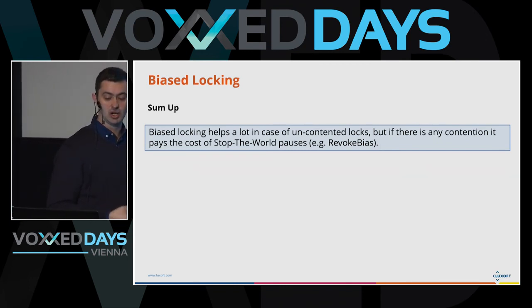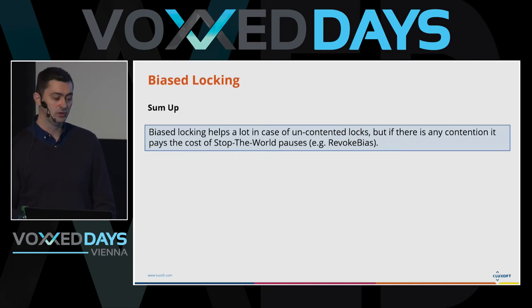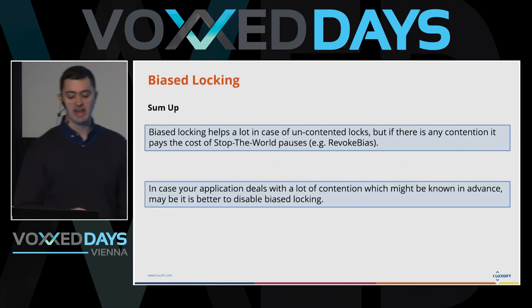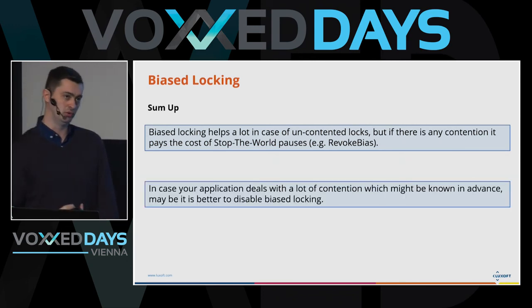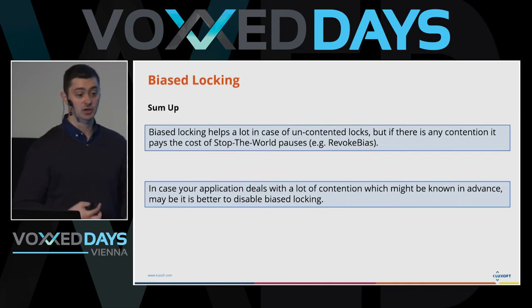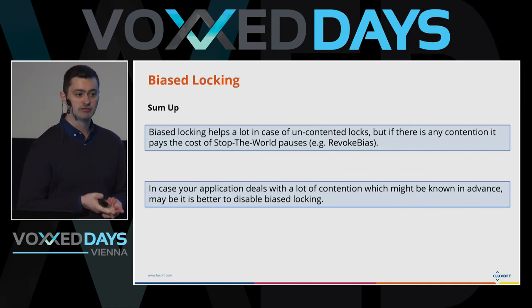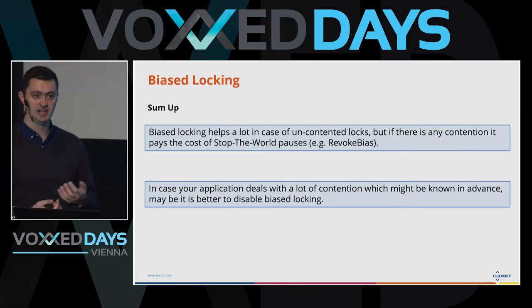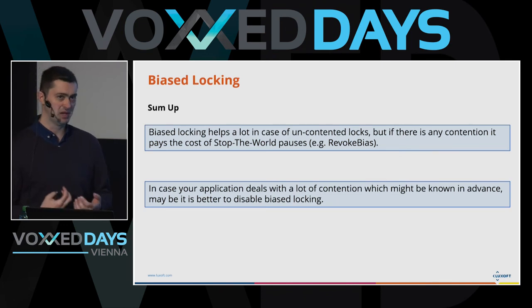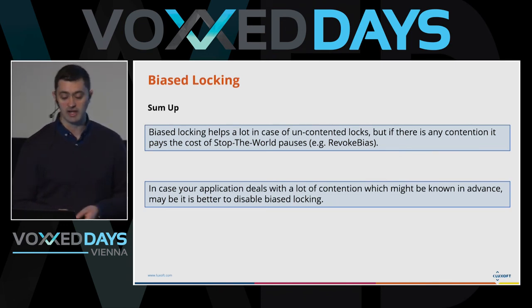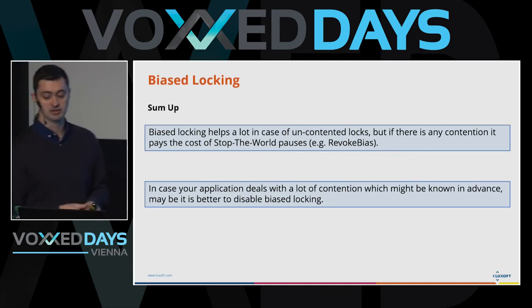It helps you a lot in cases where you don't have contention. But if you have contention, you pay a lot in the cost of the stop-the-world pauses. So that's why my recommendation is, if in your application you have to deal with a lot of threads and there is contention, maybe it would be better to disable the biased locking scheme, because you have to wait for the stop-the-world pauses during the runtime.